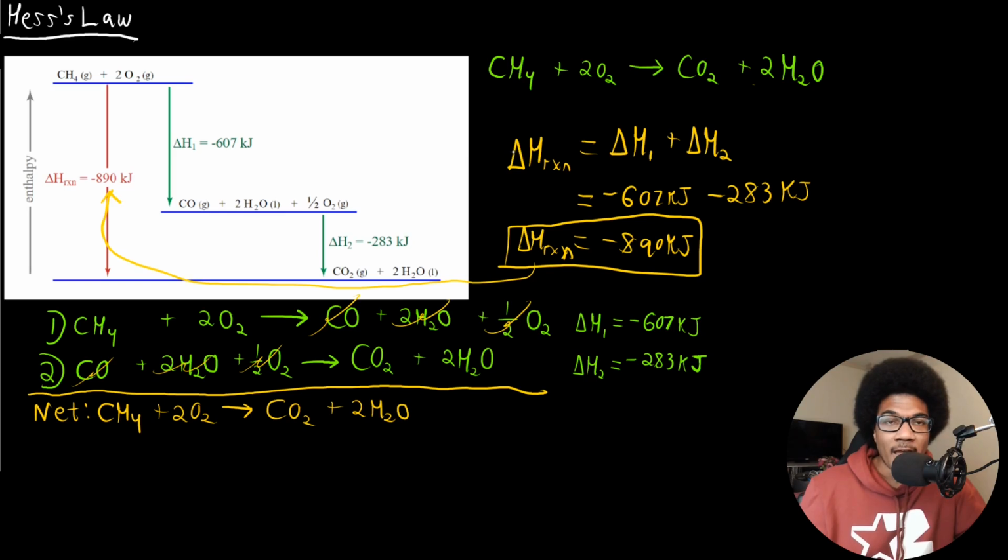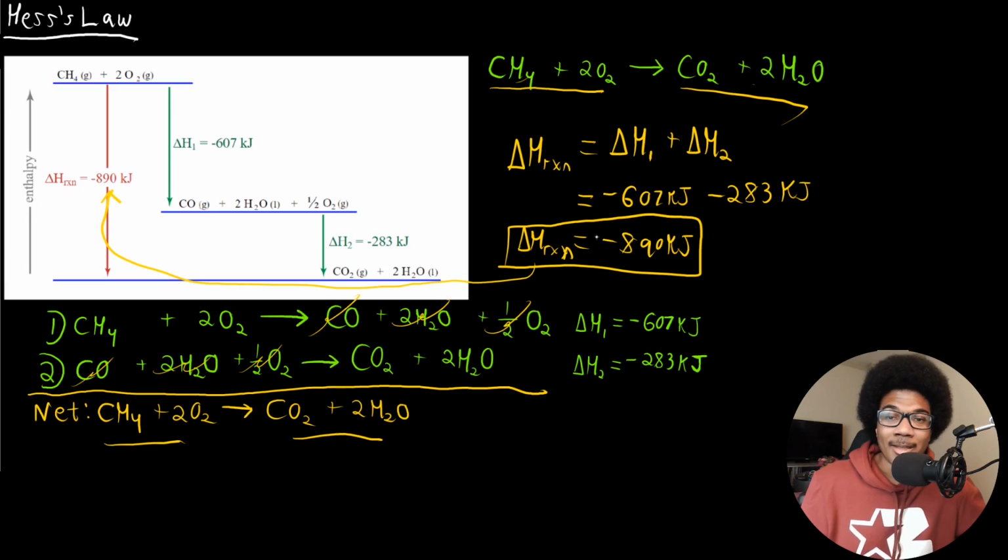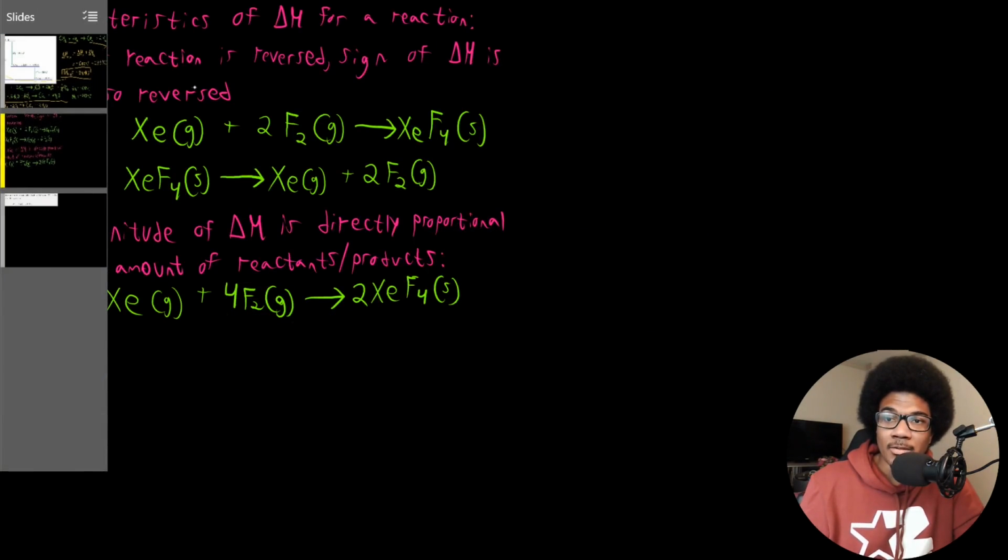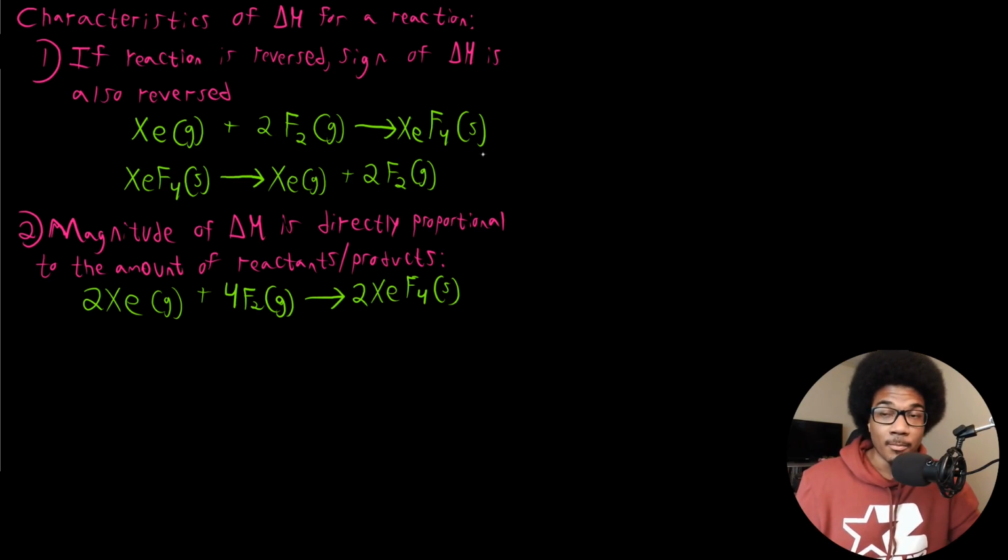It doesn't matter what path you take to get there, as long as you have the same products and reactants, which we do here in this 2-step process. You're starting and ending at the same spot, so the total enthalpy released should be exactly the same. This is the fundamental basis of Hess's law. Now, there are 2 characteristics of total enthalpy change that are a product of it being a state function that we need to be familiar with.